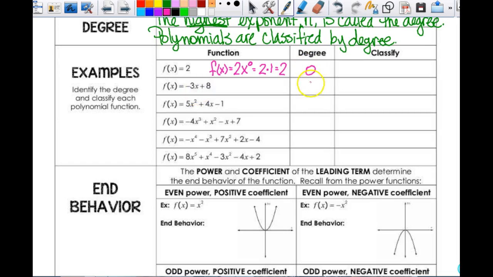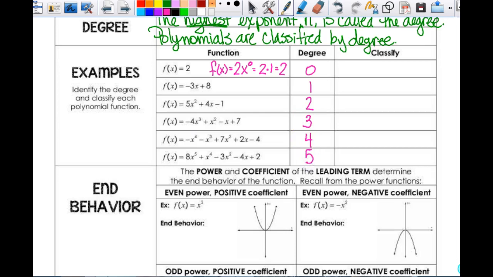This is a first degree. This is a second degree. Then the highest exponent is 3. So on all the rest of these, the first term does have the highest exponent, but remember they could possibly be mixed up. So this is 3, this is 4, this is 5.